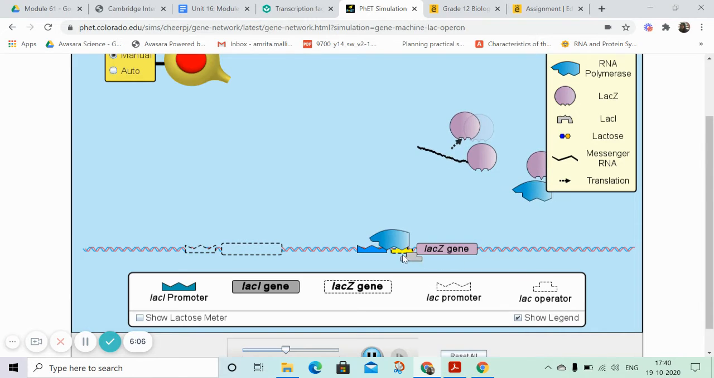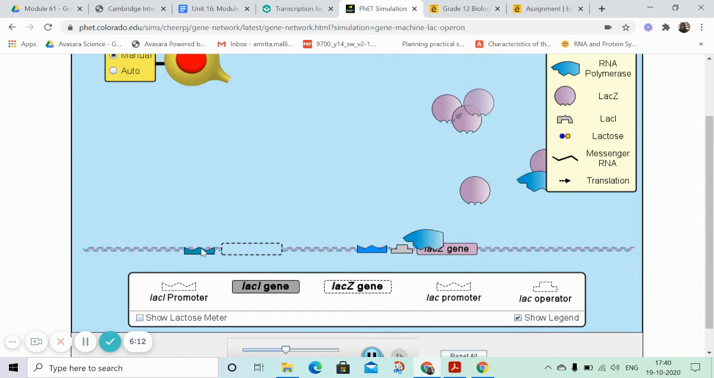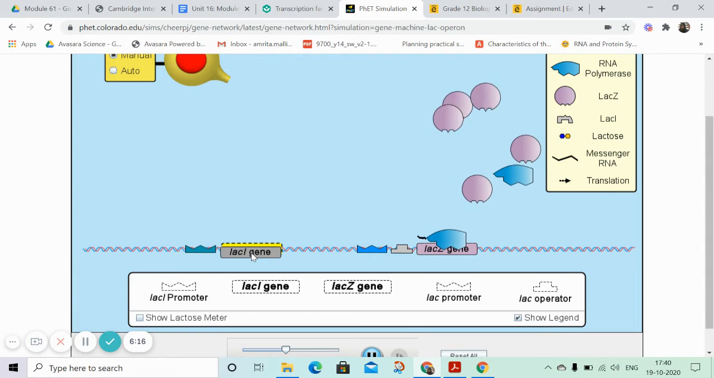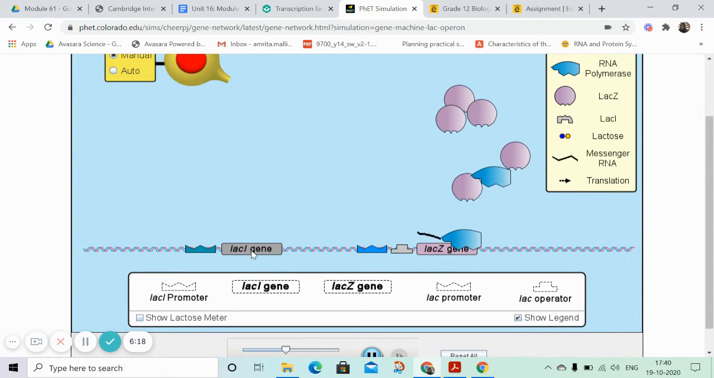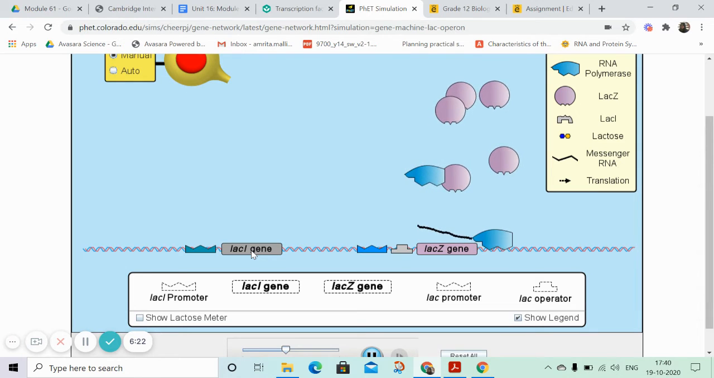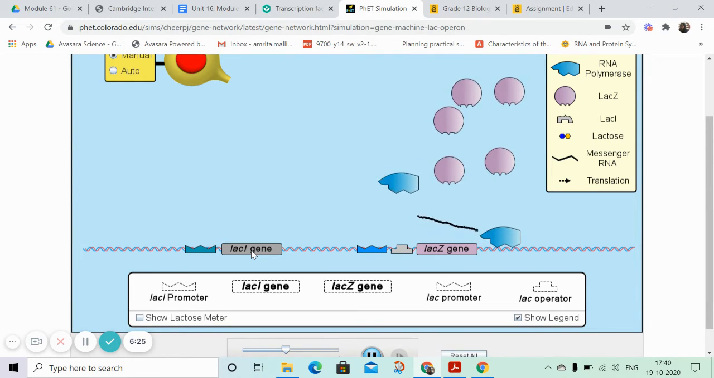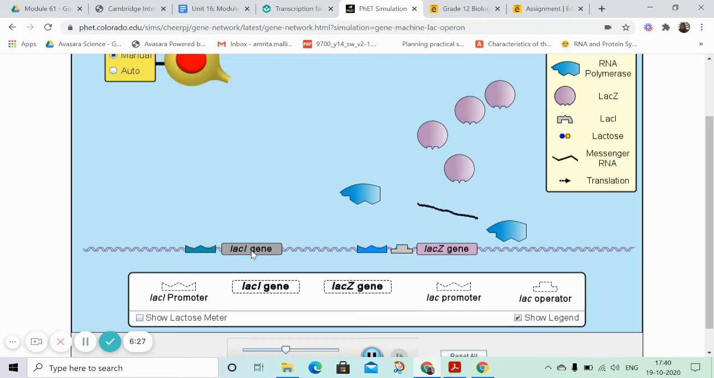So I'm introducing LAC operator. I will introduce LAC-I's promoter. Then I'll introduce LAC-I gene. And we will observe what is happening here now with no lactose. Observe what is happening.